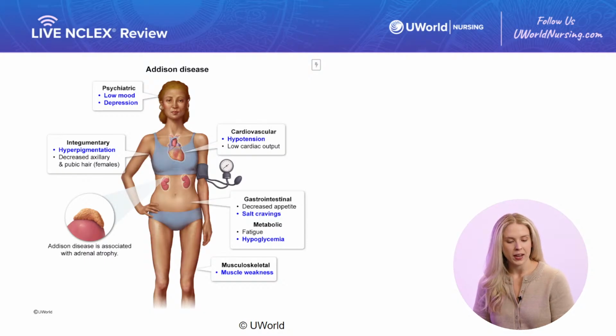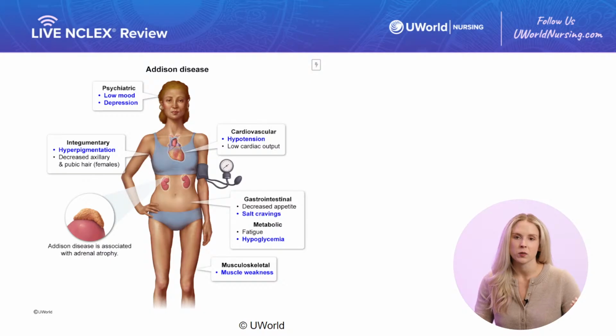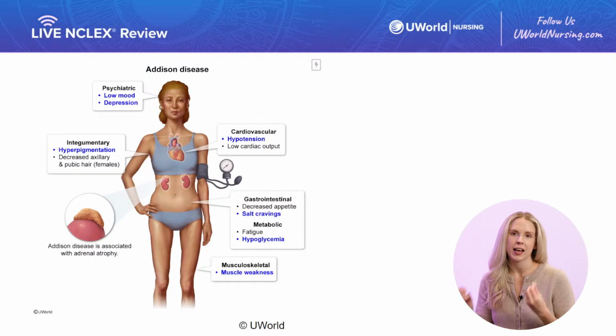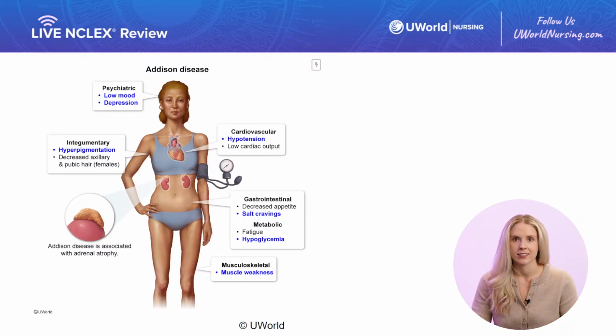But I'm going to jump back in and see that a lot of you guys got this correct. Addisonian crisis is the answer that I was looking for. So what is Addisonian crisis? Again, I described it as that extreme state, extreme exacerbation of Addison disease. Essentially, it's the extreme presence of Addison disease.